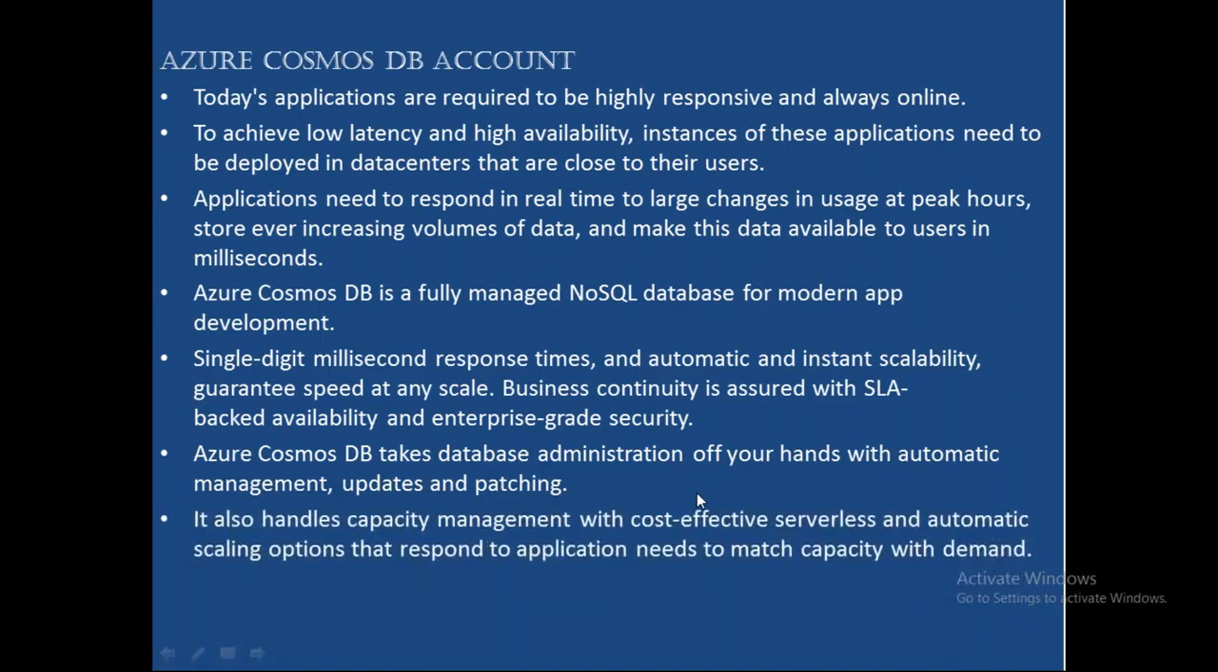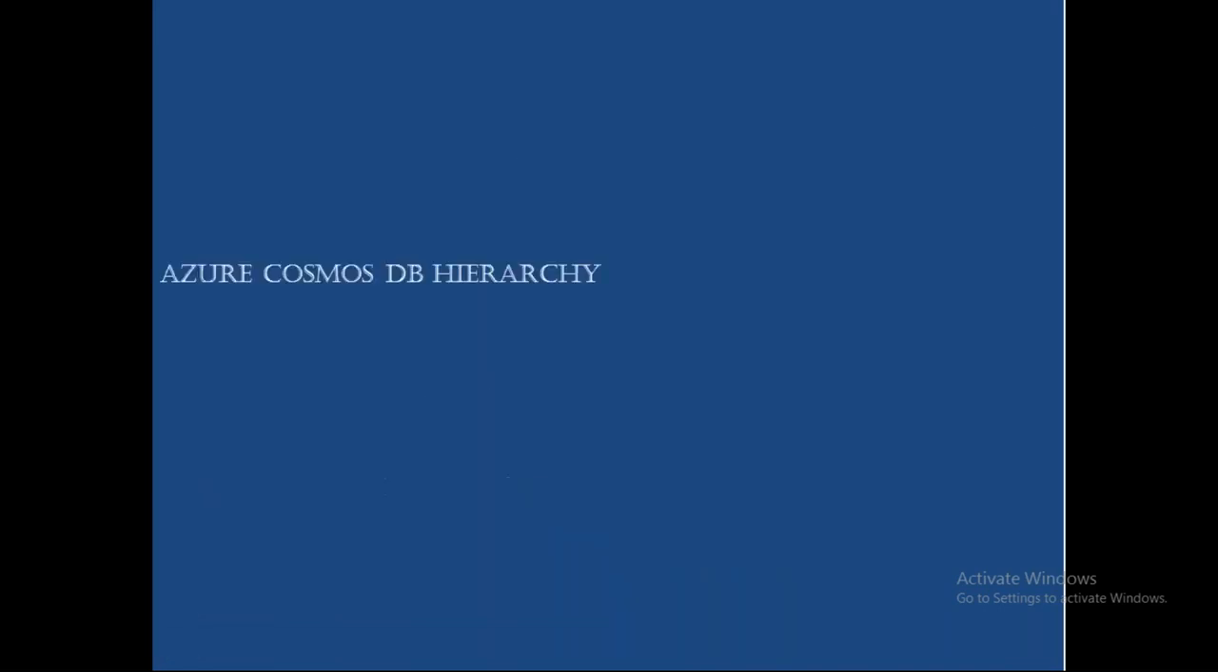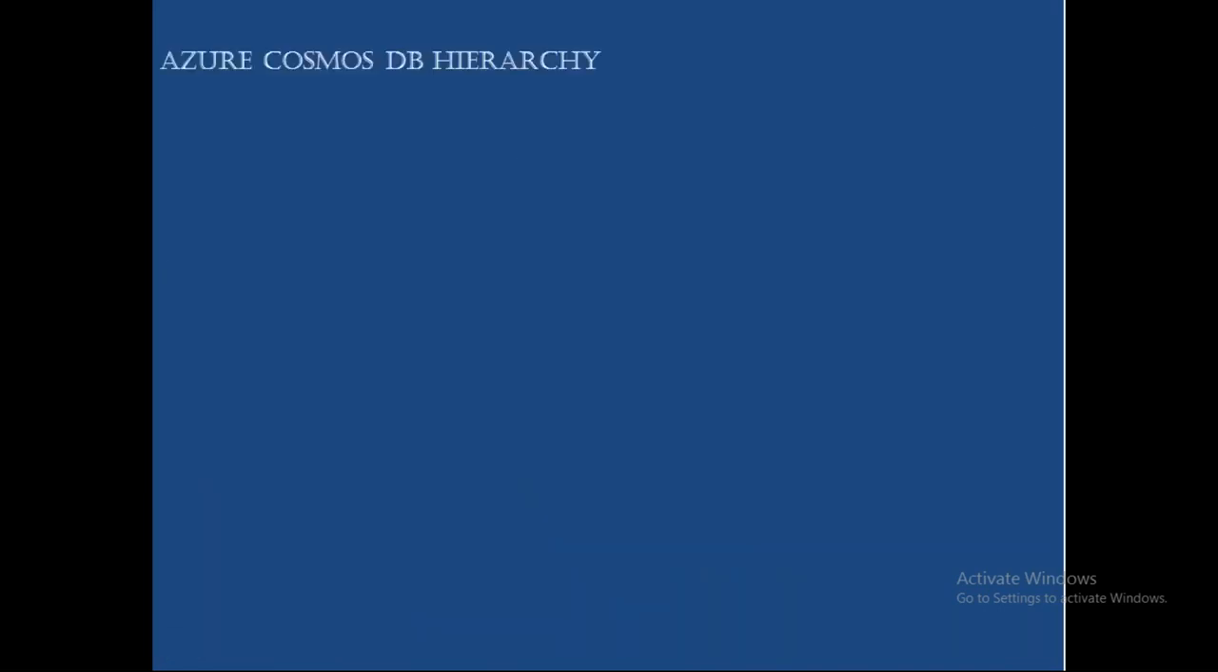Next, it also handles capacity management with a cost-effective serverless automatic scaling option that responds to application needs to match capacity with demand. So, cost-effective serverless. Let's say you keep on using large compute resources, then ultimately you are going to make a lot of payment. To avoid this, we have a serverless option now. If you want to use serverless, you can. Based on the usage, you make the payment. That's how you can still save your cost. Okay, so that is all about your CosmosDB.